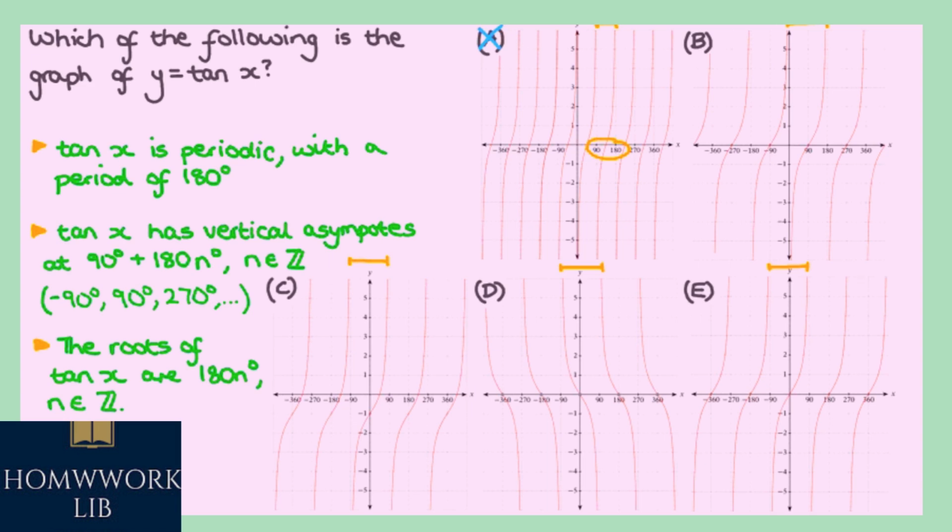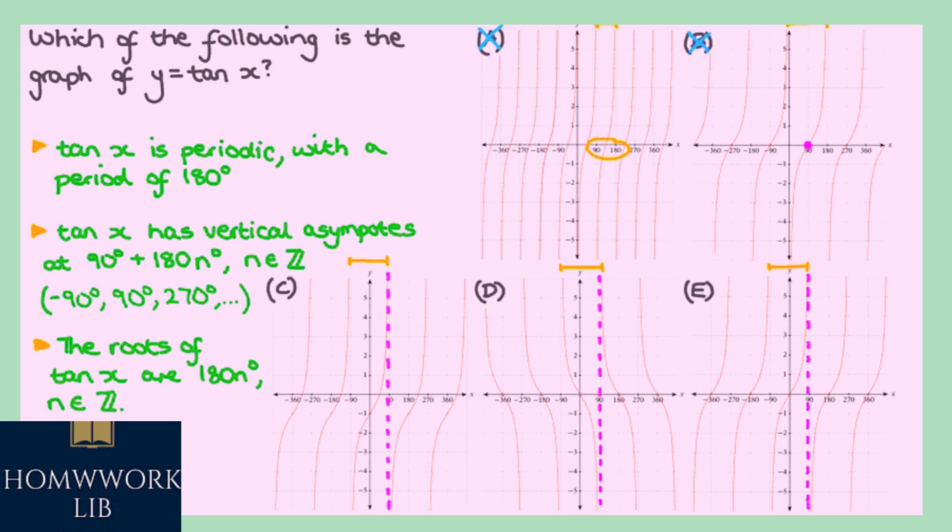Let's consider the second property, which tells us that we should see vertical asymptotes at 90 degrees plus 180n degrees. Now, as we've already checked the periodicity of 180 degrees, it will be enough for us to check whether there is a vertical asymptote at 90 degrees. Options C, D and E do all have a vertical asymptote when x is equal to 90 degrees, but option B doesn't. We can see that when x is equal to 90 degrees, the value of the function in graph B is 0. So, for this reason, we can rule out option B.